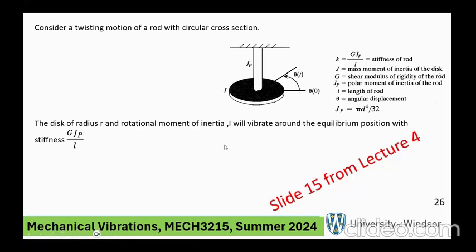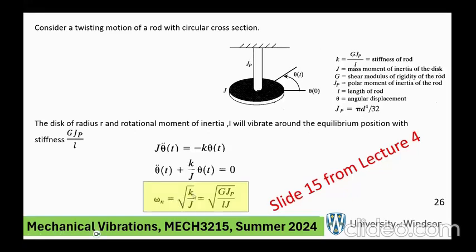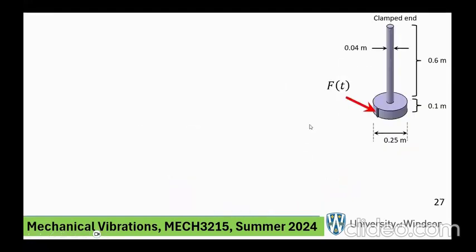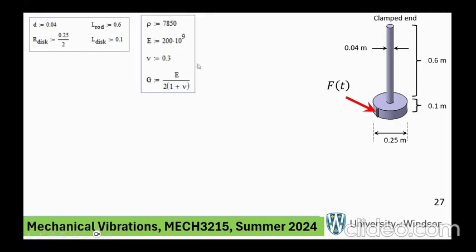Okay, so I'm going to put this thing on a MathCAD worksheet. This is what I told you already, square root of k over j, but k is this weird thing. This comes from lecture 4. So I put the stuff in MathCAD worksheet. The diameter of this shaft is 0.04. The length of this rod is 0.6. The radius of this disk is 0.25, and the height of the disk right here is 0.1. Density is given, Young's modulus, Poisson ratio, shear modulus.